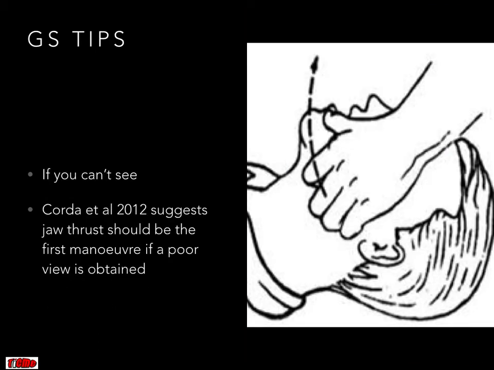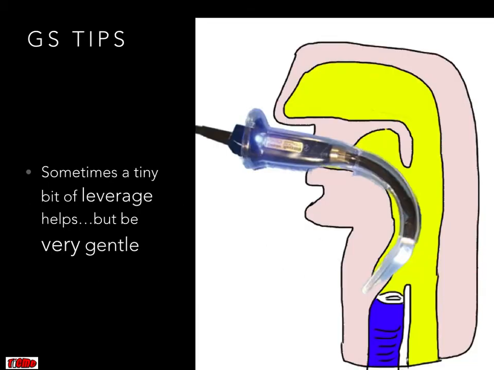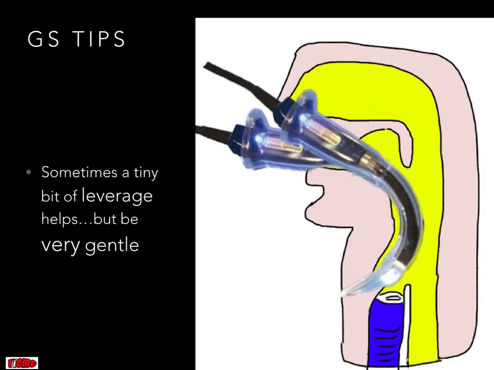If you can't see when you first put the Glidescope in and you've progressed around the corner, Corder et al. in 2012 suggested the very first thing you should do is ask someone to give you some jaw thrusts, and that improves the view in the majority of cases. Sometimes once you're in the vallecula, a tiny bit of gentle leverage with the Glidescope, so not pulling up hard along the handle, will just move things a little bit to give you a better view of the larynx. Be gentle when you do this.